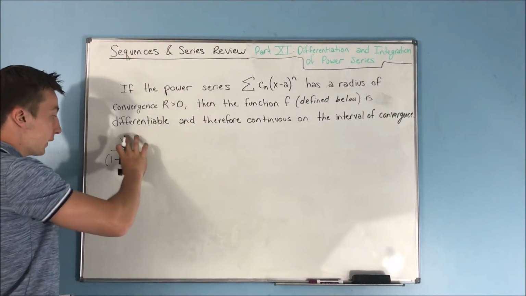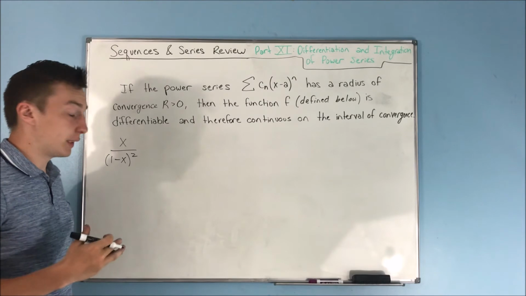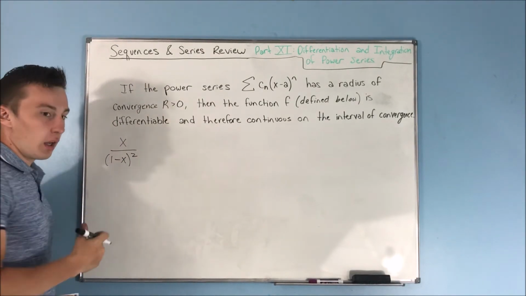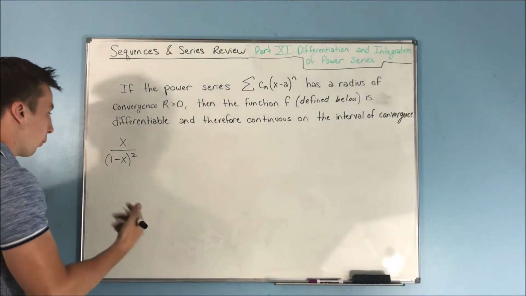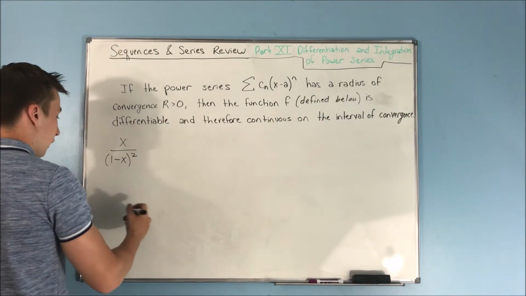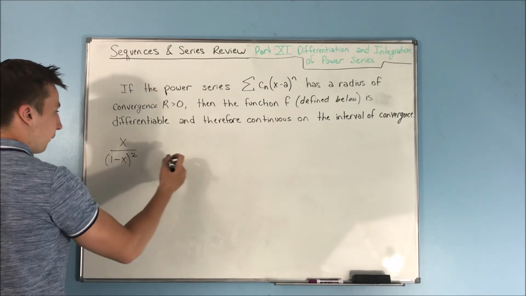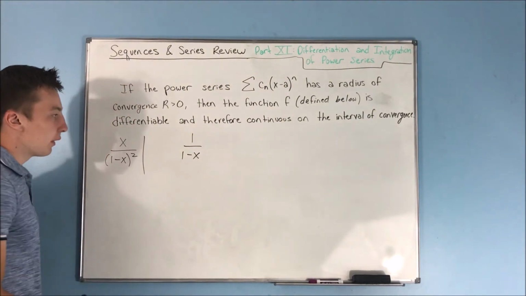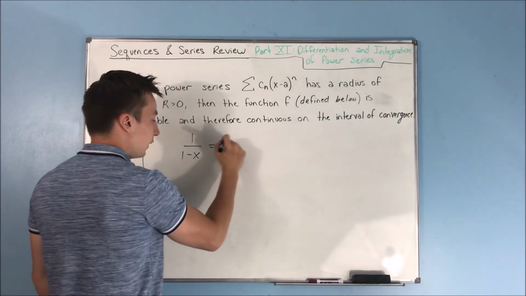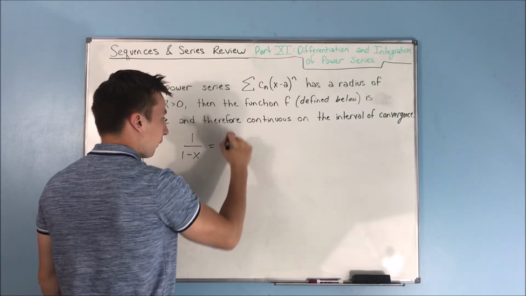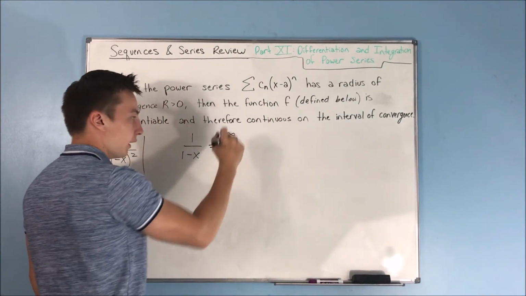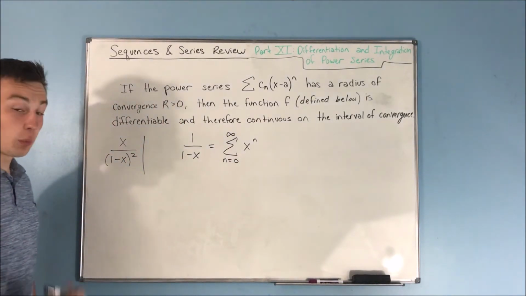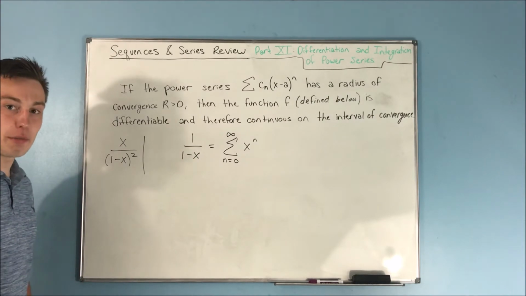Now, if we wanted to represent this function, x over 1 minus x quantity squared, as a power series, what we're going to do is start off with 1 over 1 minus x. We know that's equal to the sum from n equals 0 to infinity of x to the n. So now we're just going to take a derivative of both sides.